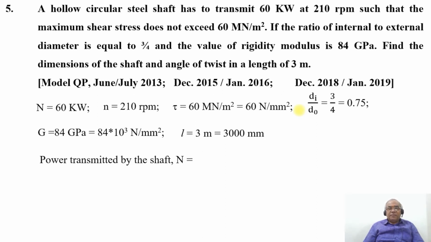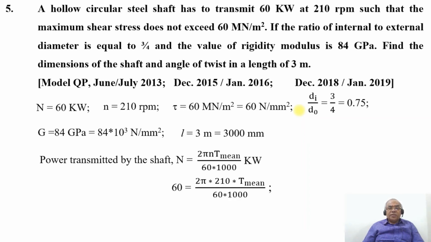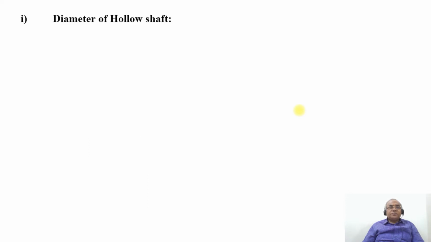So what is the power transmitted by the shaft? Capital N will be given by 2 pi n T mean divided by 60 into 1000 kilowatt. So therefore, we substitute the values: capital N as 60 will be equal to 2 pi into 210 into T mean divided by 60,000, which gives T mean, that is the mean torque, equal to 2728.37 newton meter, which will be equal to 2728.37 into 10 to the power of 3 newton mm. Once you get that, we need to find out the diameter of the hollow shaft.